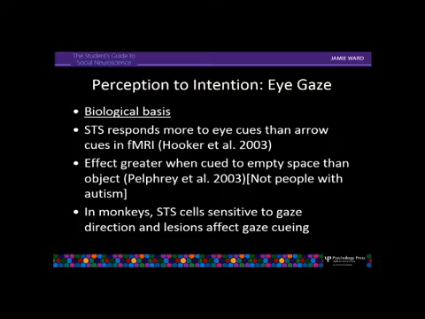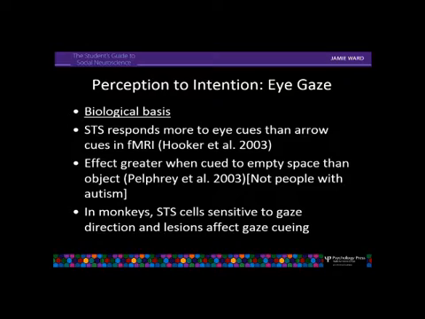Interestingly, people with autism don't show that distinction. It doesn't mean that their STS doesn't respond to eye gaze, but it doesn't seem to show this modulation about looking at something versus just looking per se, okay? Which is an interesting potential disconnect there.